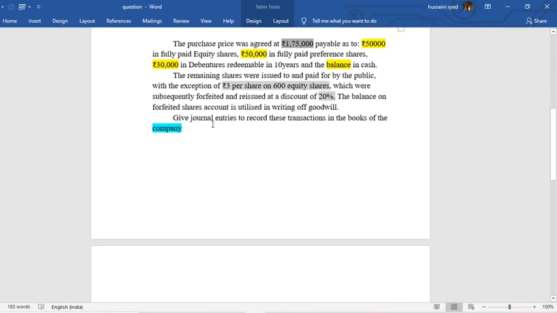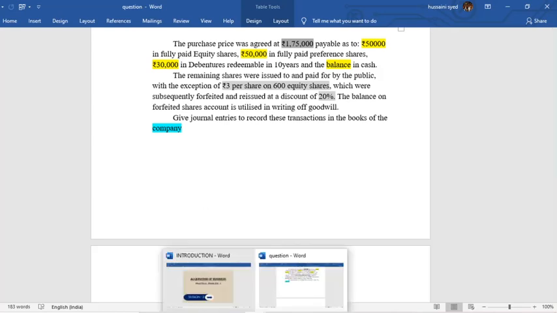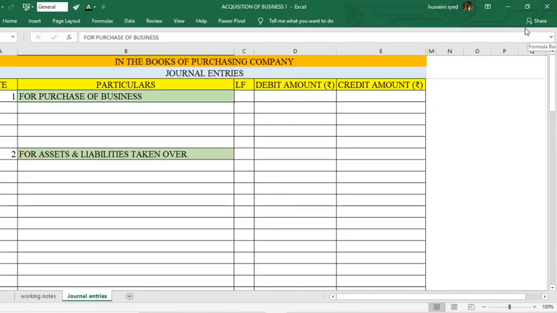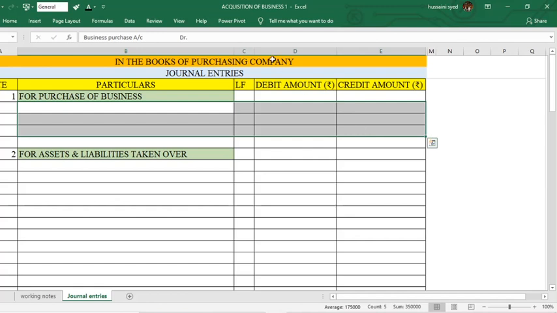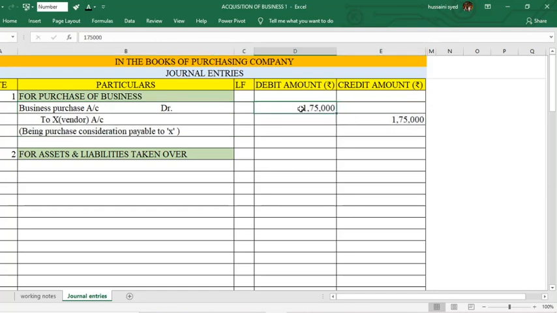As the question says that you have to write the journal entries in the books of the company, now we will be writing the journal entries. The first journal entry in the books of the company is for the purchase consideration due. What is the entry? Business purchase debit to X. Now who is X? X is the vendor. Now how much is the purchase consideration due? The total purchase consideration which the company has to pay is 1,75,000.